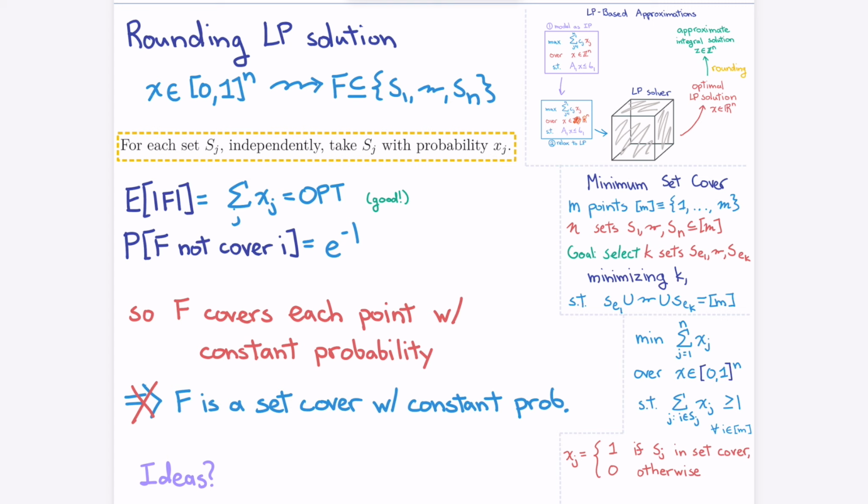Oh, okay. Yeah, I just have no idea how to analyze that. So the idea was, maybe one point at a time, I'll try to pick one set that covers it in proportion to the x's or something, and then somehow keep moving on. I'm not sure how to analyze that.